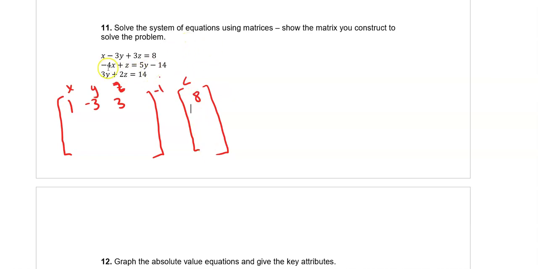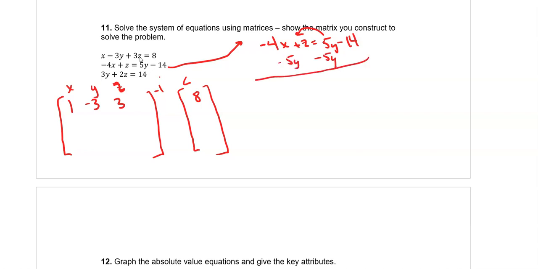All right. And then the next part is I need to take this one and come over here and work on it a little bit. -4x plus z equals 5y minus 14. Now remember, I need x, y, z number, so I need to move the y over that way. So minus 5y on both sides. And that'll cancel, and so it leaves me with -14 on this side.